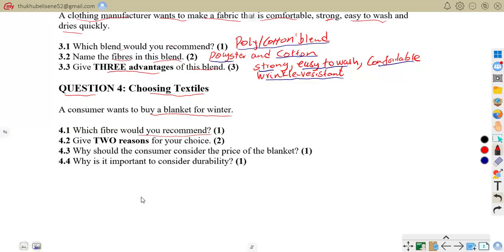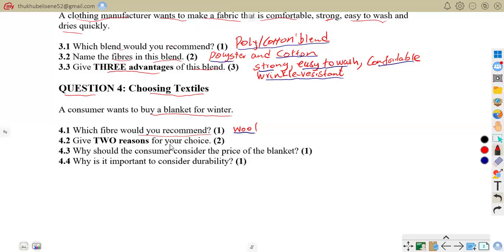So the answer is wool, because we're talking about winter. Why wool? Wool is naturally warm, making it suitable for cold weather. So that is that. So now let us be on question 4.2.